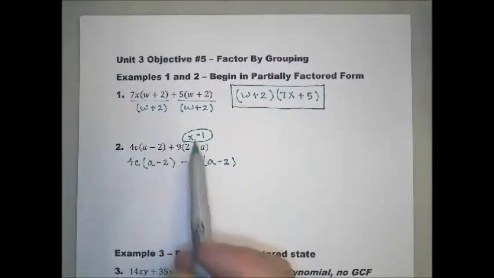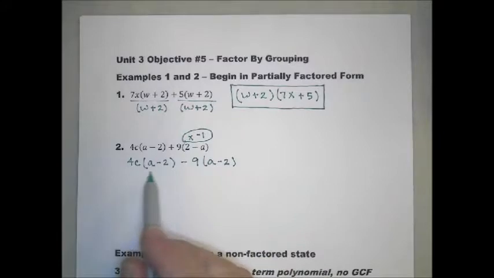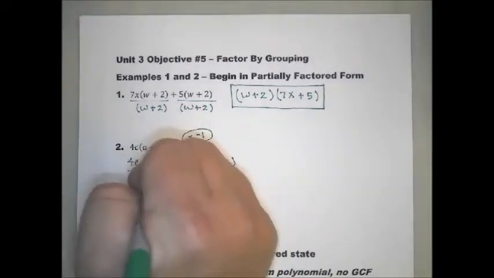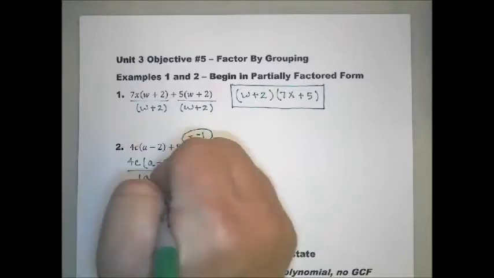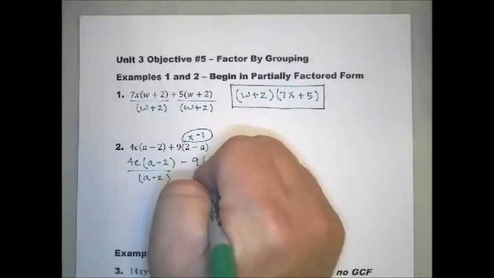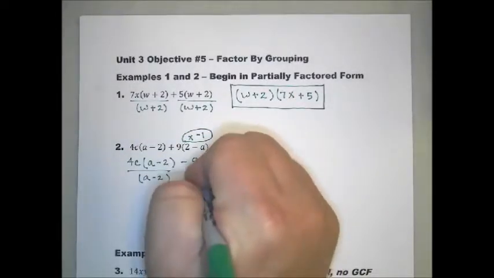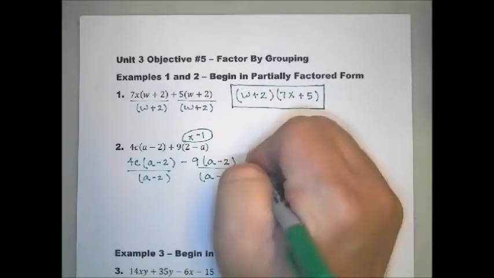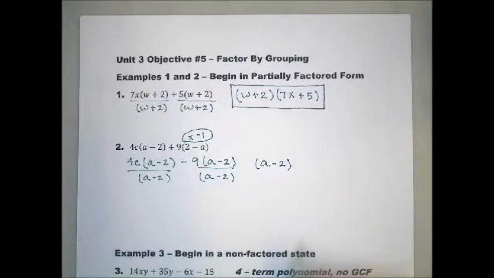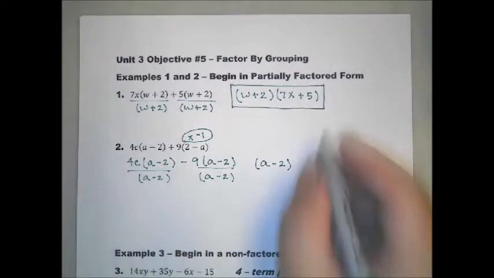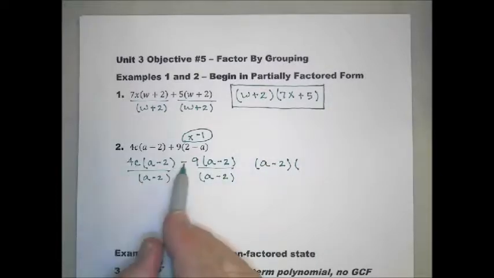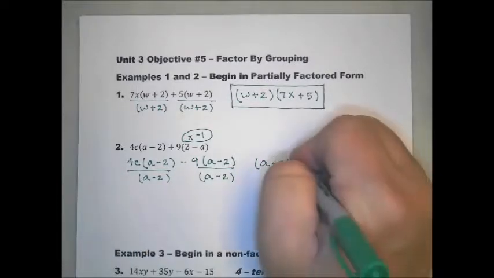And now you're in a position like you were up here. Both terms now have an a minus 2, which is exactly what we wanted. So that's a common factor. So a minus 2 is brought out in front as the GCF. And then the other factor is 4c minus 9.